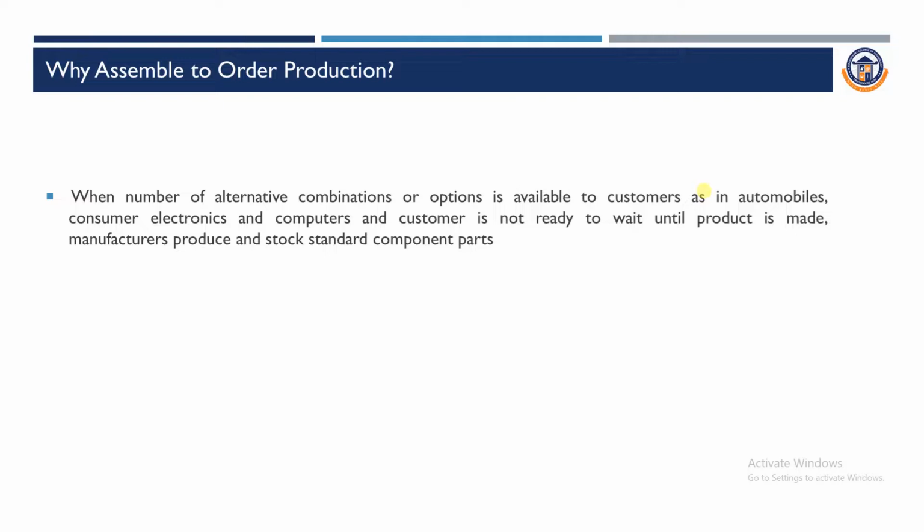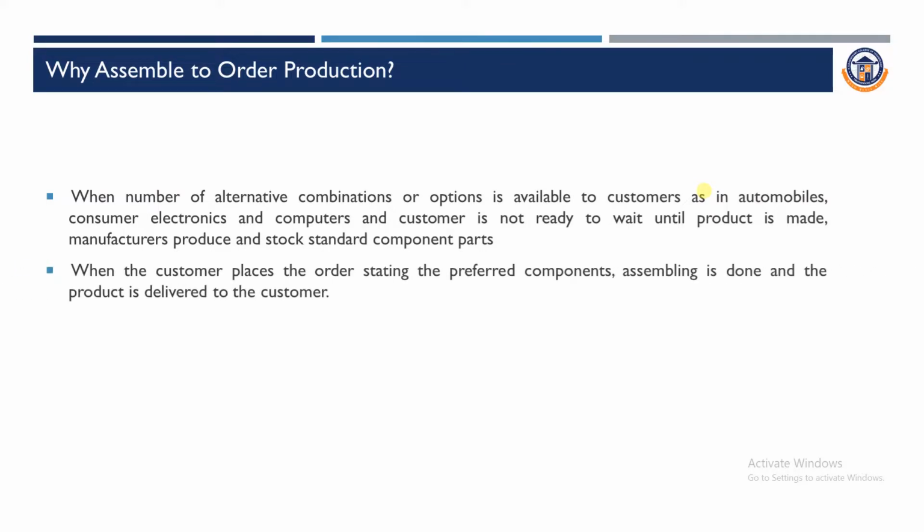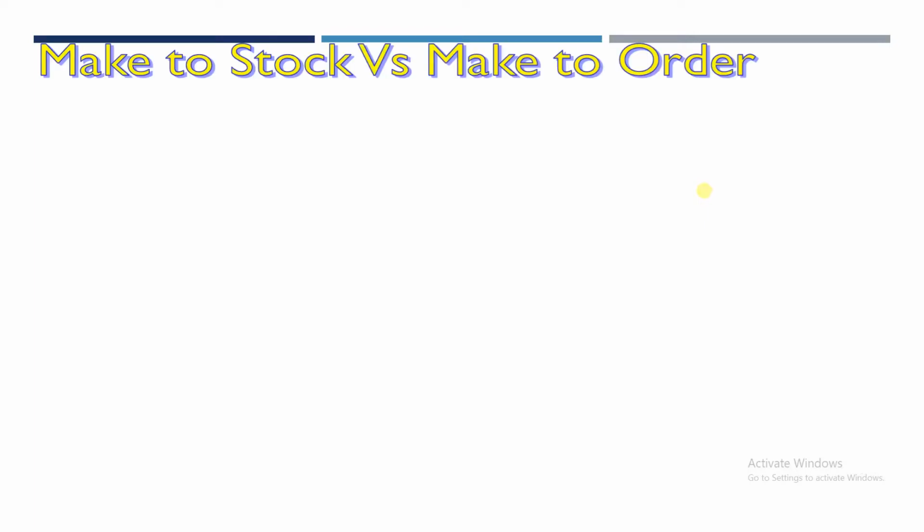So what happens is the companies produce the components well in advance, and when the customer order comes in, they assemble the products and deliver them to the customers. When the customer places the order stating the preferred components, only the assembling is done and the product is delivered immediately to the customers. So it is also like a make to order system where the order is executed only after the confirmation from the customer side, but here the parts are assembled and delivered to the customers.